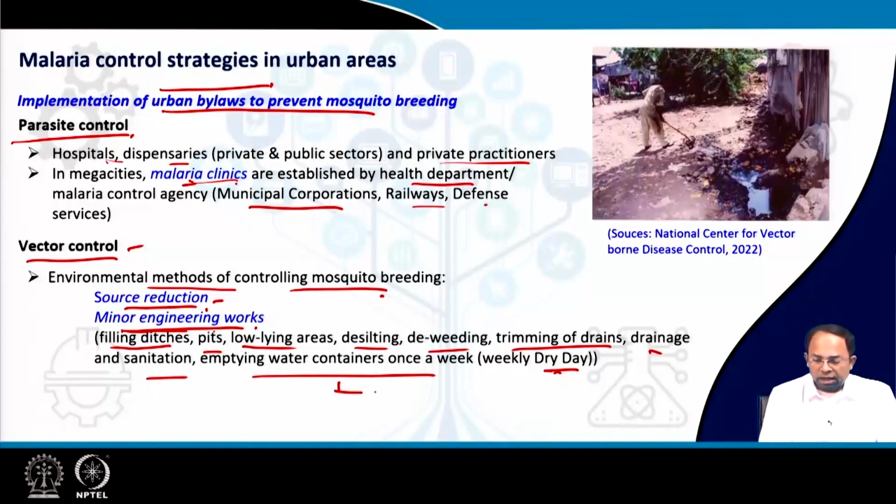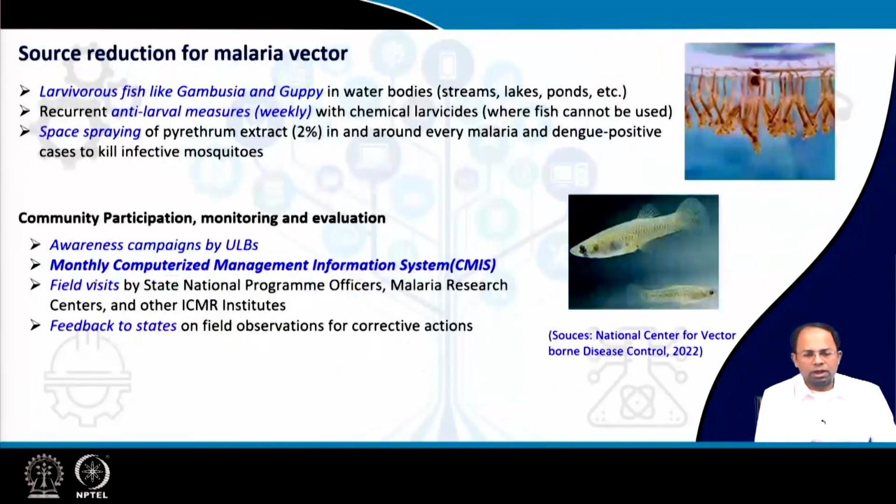This program is taken up by many states nowadays to reduce dengue as well as malaria. So these are the minor engineering works which could be conducted by the ULB as well as some amount of source reduction. Now source reduction again could be done both via biological as well as chemical measures.